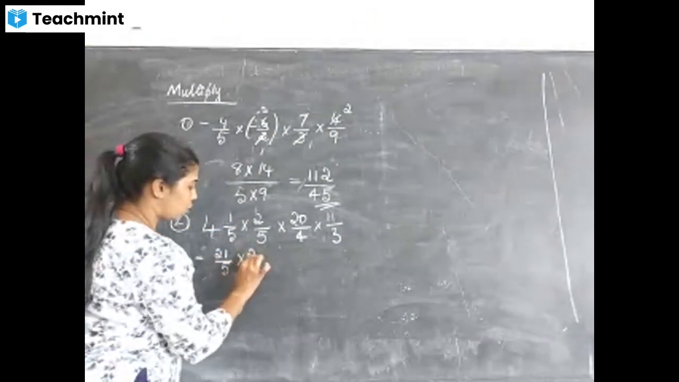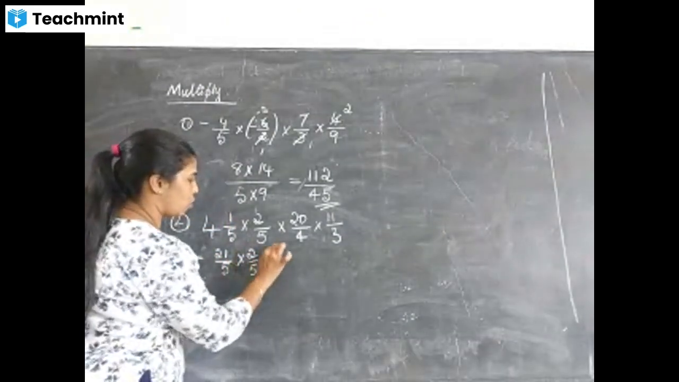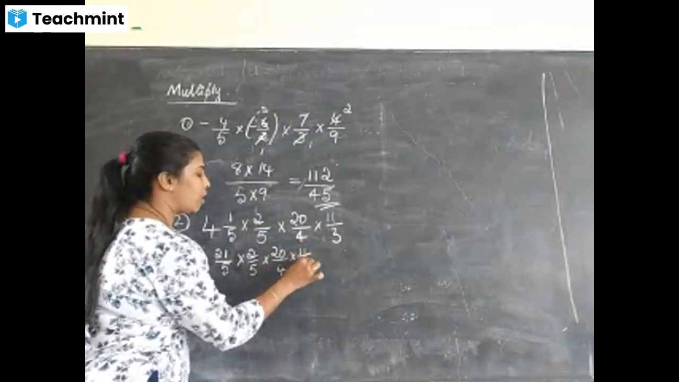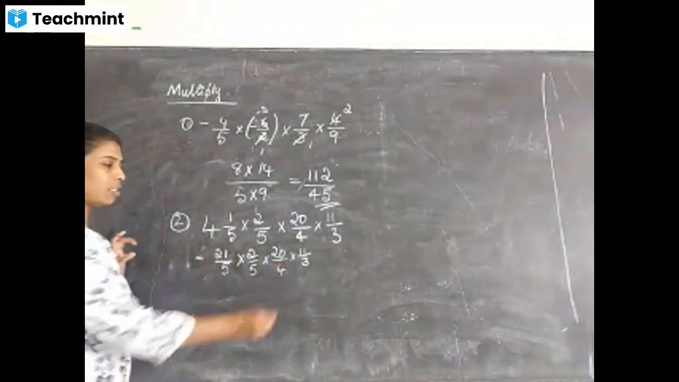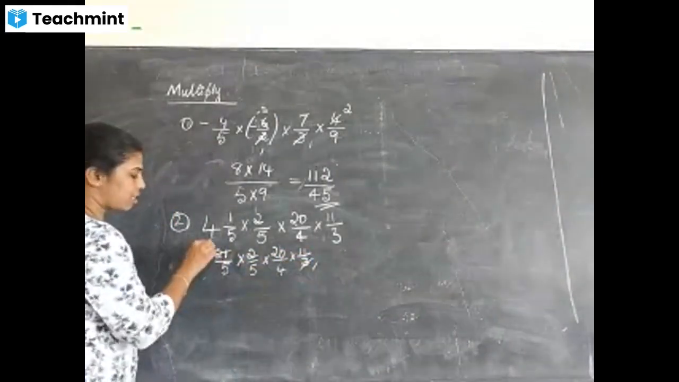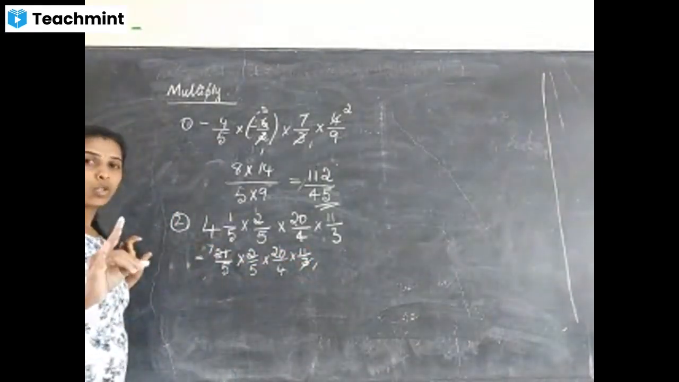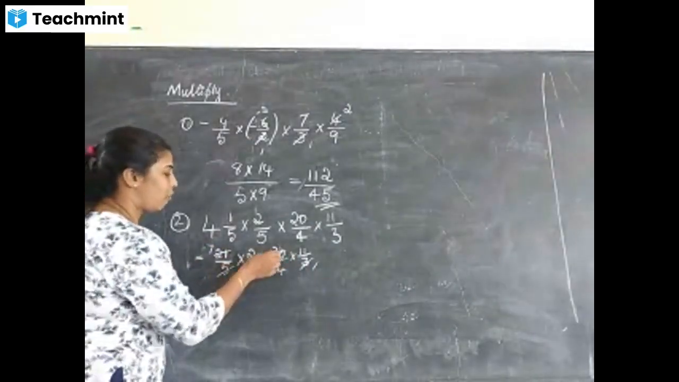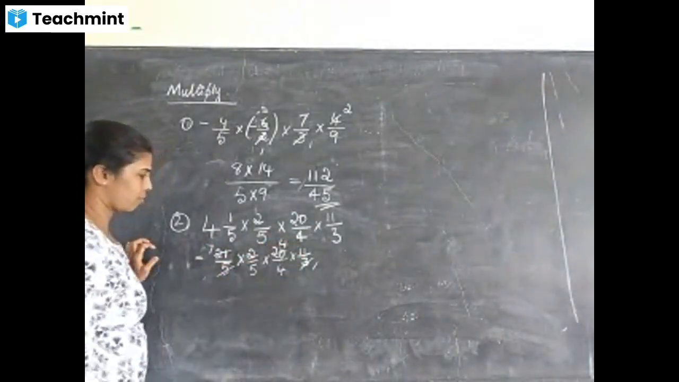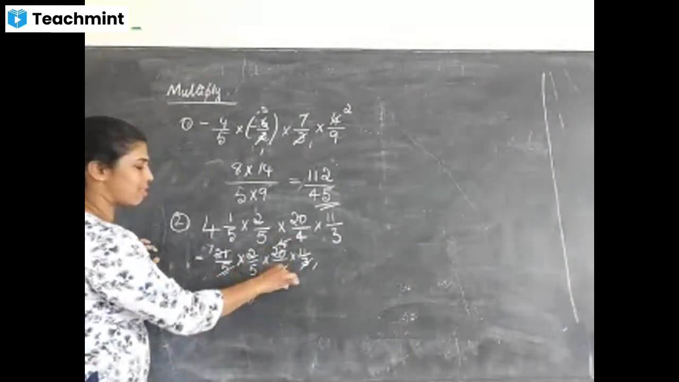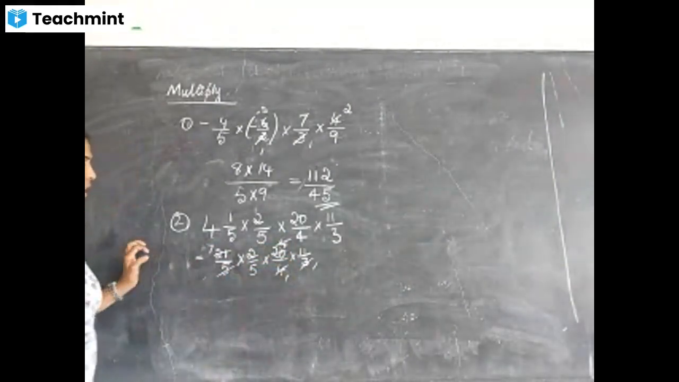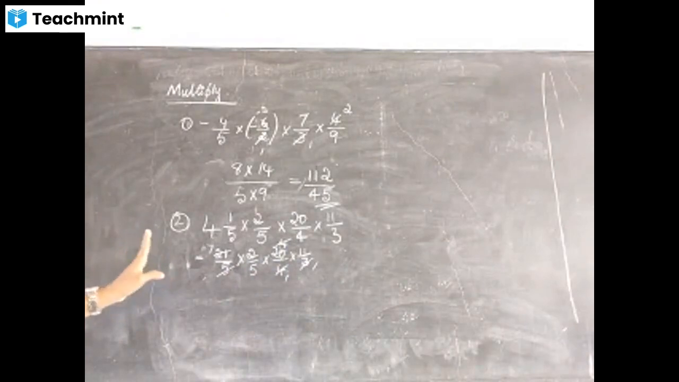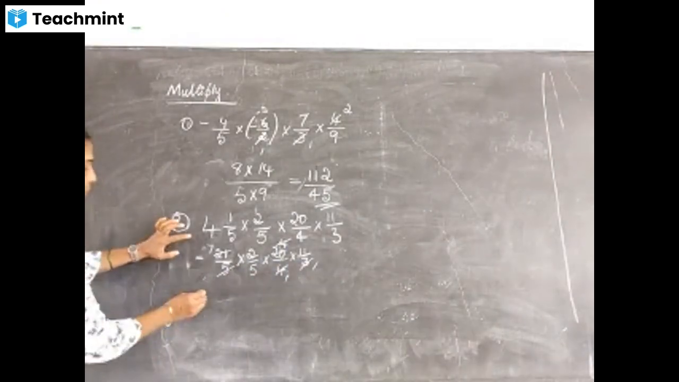Into 2 by 5 into 20 by 4. Now the cancellation is possible. You cancel. 3 ones are 3, 3 sevens are 21. You must know the correct table. 5 ones are 5, 5 fours are 20. 4 ones are 4, 4 ones are 4. Any other cancellation possible? No, we cannot cancel. Then multiply the numerator separately, denominator separately.